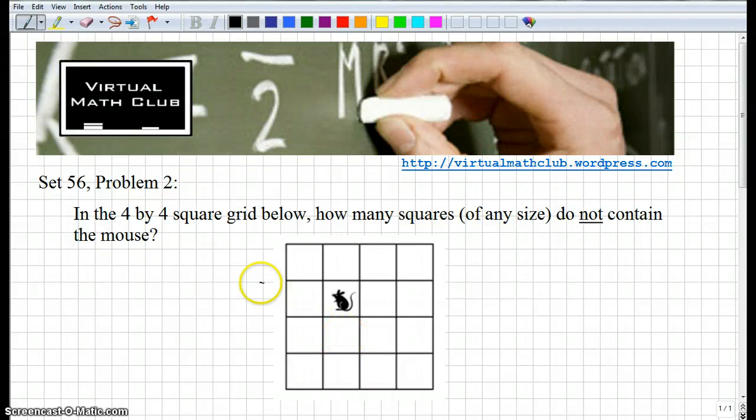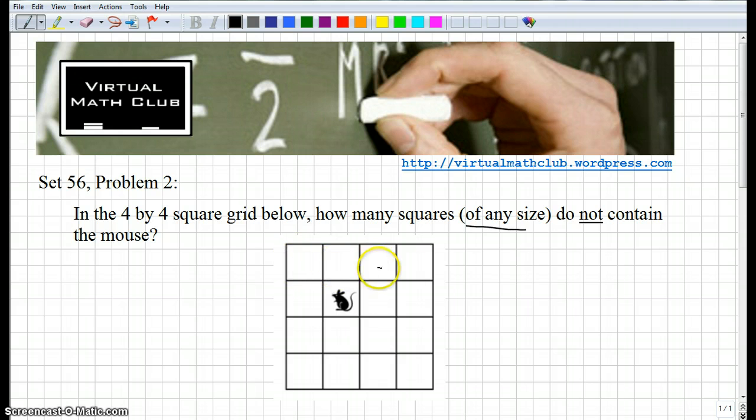Alright, in this problem we've got a 4 by 4 square grid and we're asked to figure out how many squares of any size do not contain the mouse. Alright, so here's the mouse and he's sitting in this square which is 2 down and 2 over from this top corner. And now it says squares of any size.